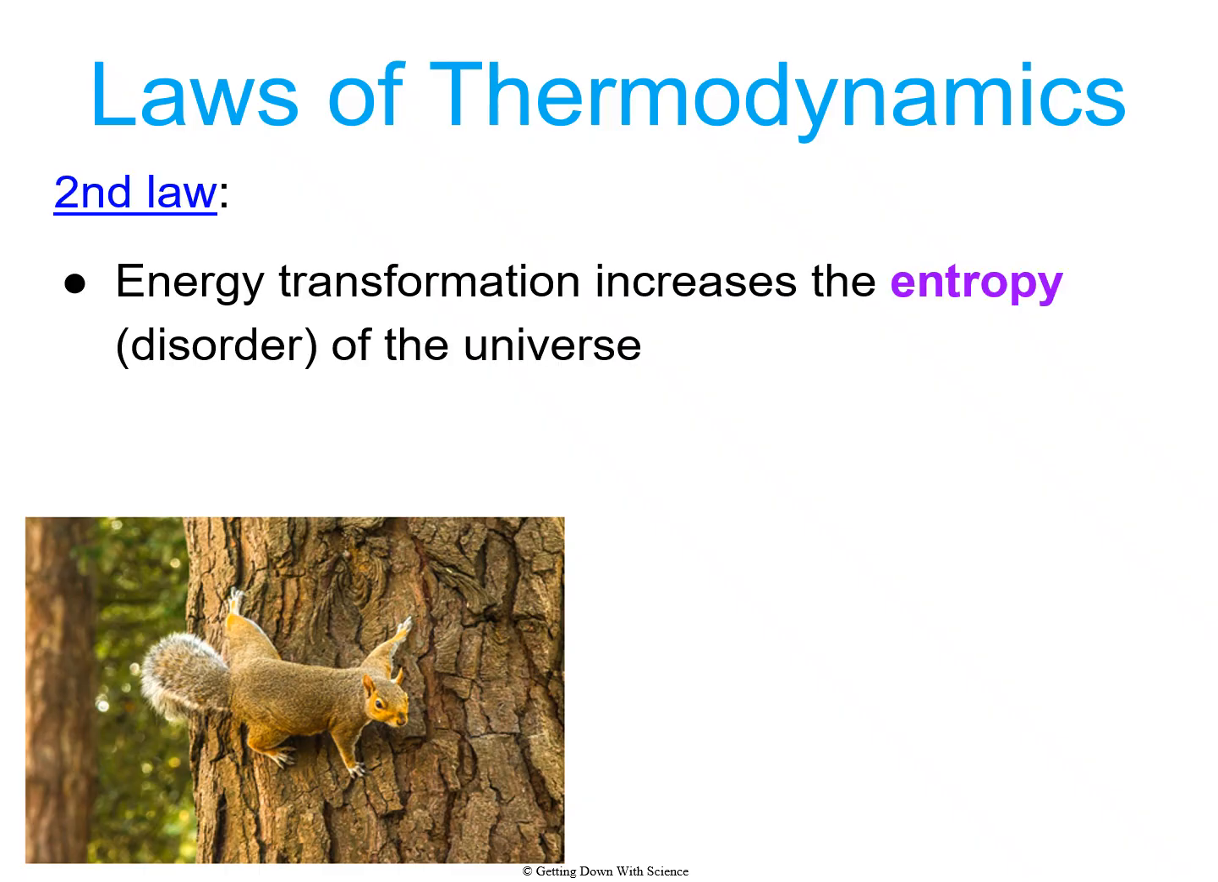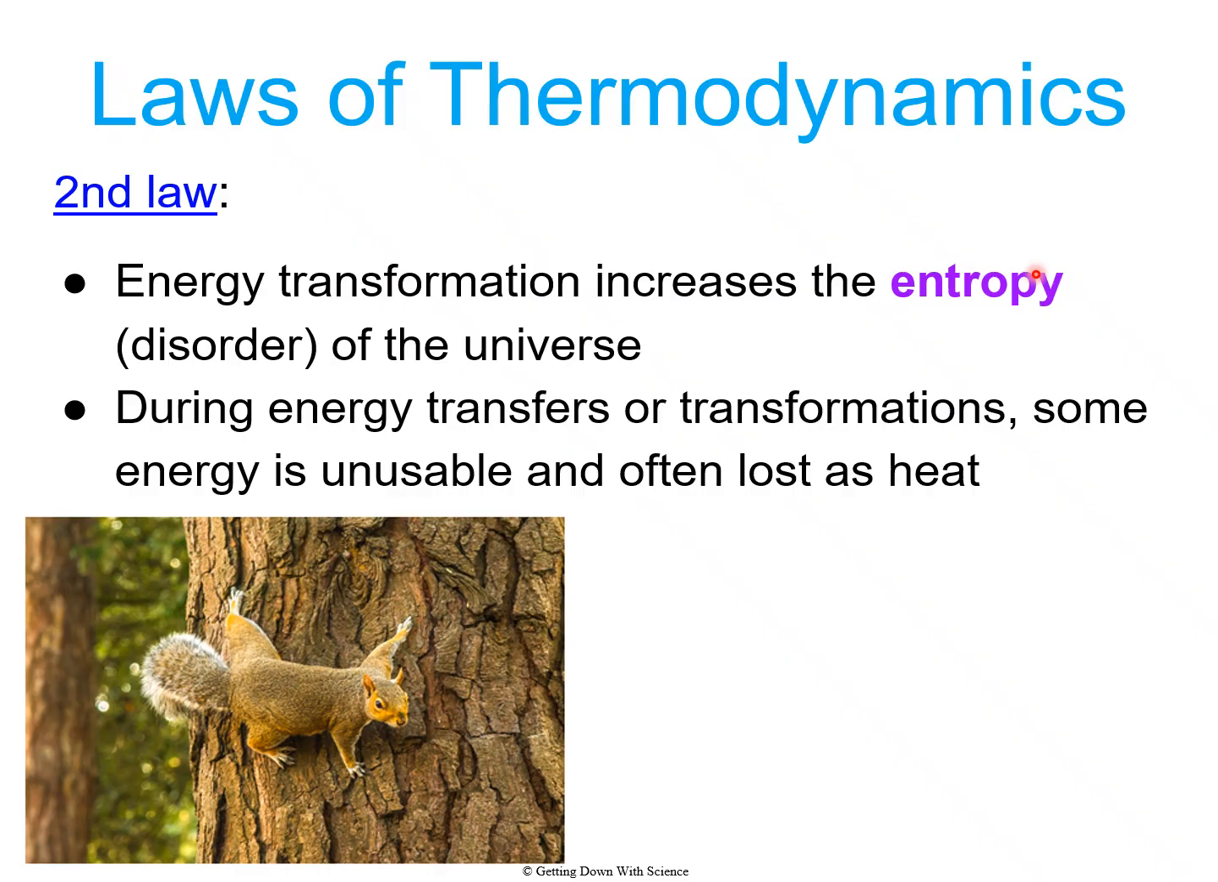All right, let's look at our second law of thermodynamics. This law states that energy transformation increases entropy. And what is entropy? Entropy is the disorder of the universe. So as energy is changing form, some of that energy is going to be lost as other forms of energy. Energy is not uniformly changed from one form to the next; however, we're going to have instability in energy, and also we're going to have energy lost.